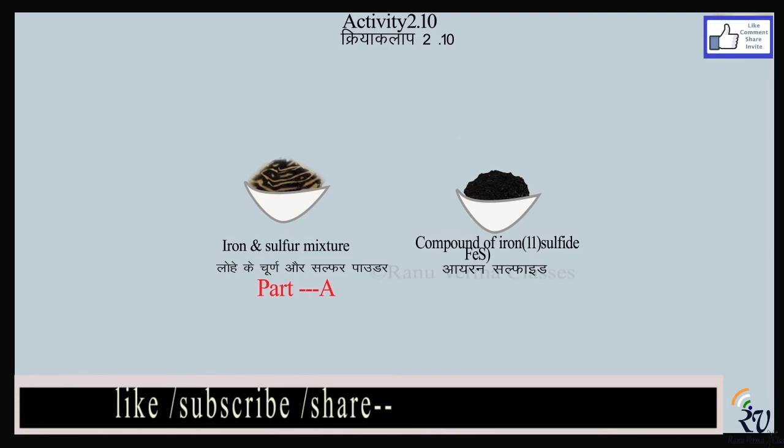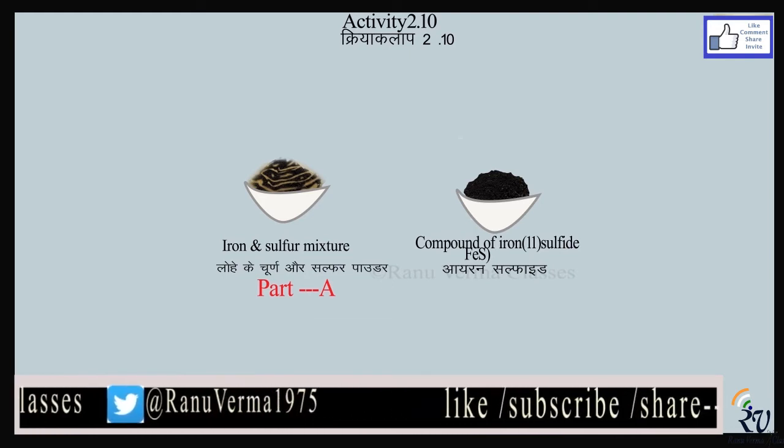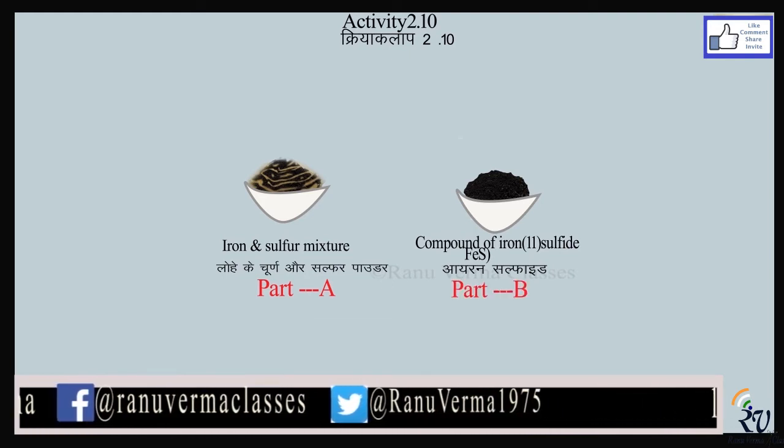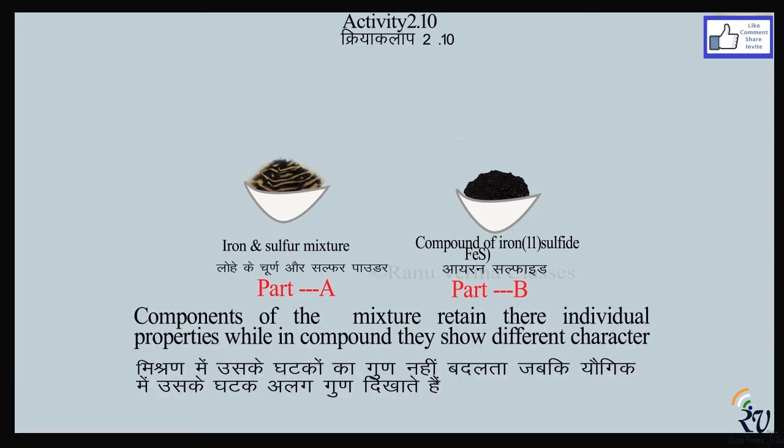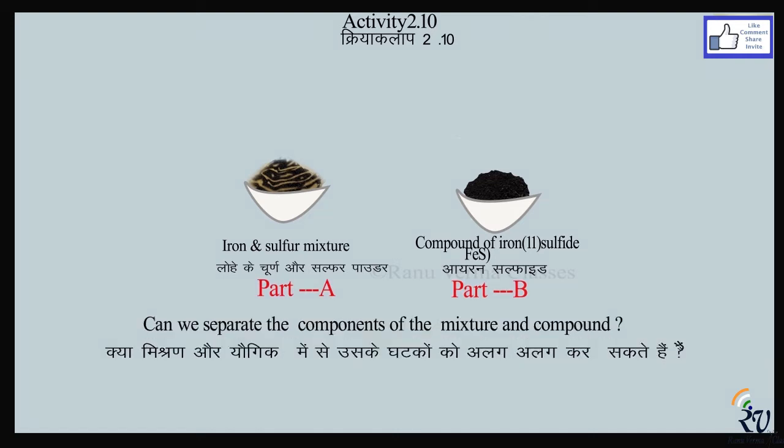Now suppose this heterogeneous mixture is part A and this black substance is part B. Part A is a mixture of iron and sulfur, while part B is the compound iron sulfide. We know that we can separate the components of a mixture by a few simple methods, and whether the substance is in a separated condition or in a mixture form, they do not lose their properties.